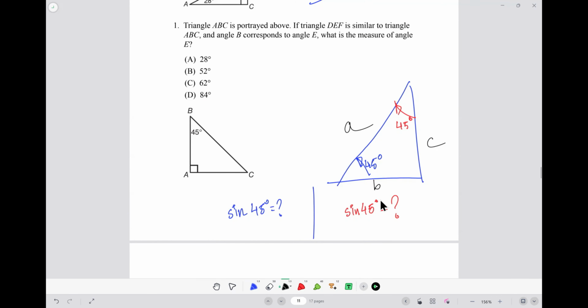For the blue sine 45 degree, tell me the answer. For the blue sine 45 degree, that would be A over C or C over A, you're right? For the blue sine 45 degree, the answer would be, you tell me the answer. C over A, C over A.